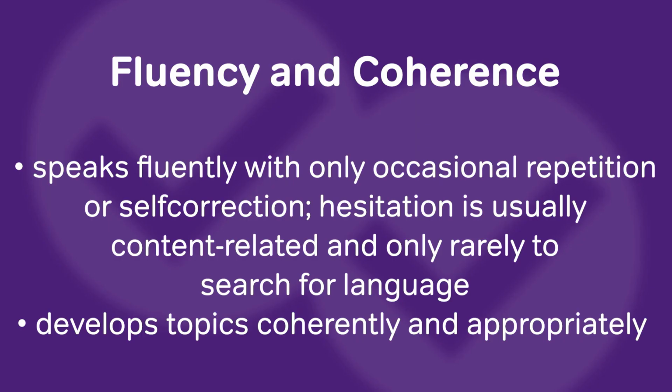Okay, the next category they're looking for on the rubric is fluency and coherence. In this category, let's just think about what they're looking for at a band 8. They want to see that you can speak fluently with only occasional repetition or self-correction. They want to make sure that you don't have very much hesitation, or that if you hesitate when you're speaking, it's related to the content you're talking about. And it's a rare thing that you're hesitating often.